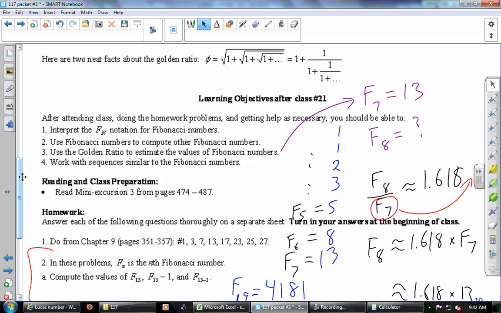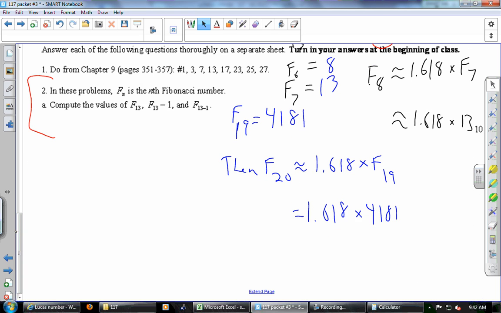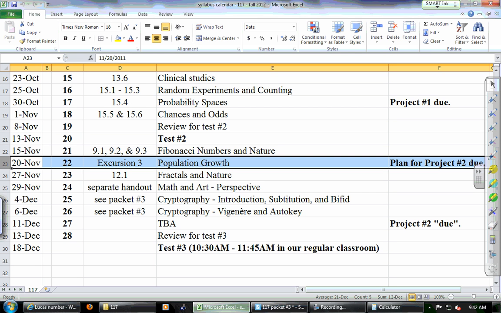Good. One other thing about the calendar before we jump into today's material. Today the plan for project number 2 is due. Hopefully I've already gotten the plan from some of you, but for the rest of you, I'm hoping you've got a one-paragraph project plan in the folders. If you don't have it yet, it's okay. You can give it to me next class.